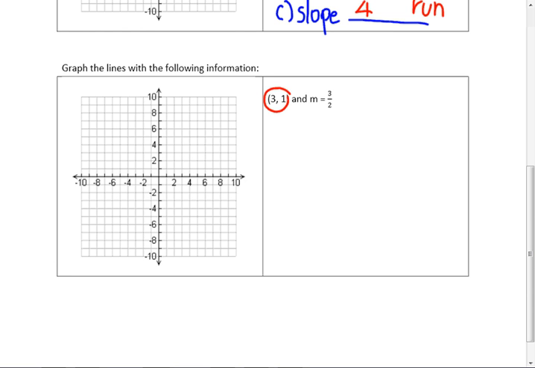Okay. Where am I going to go? I'm going to start at the origin. I'm going to count over how many to the right to plot that. 1, 2, 3, and I'm going to go up how many? 1.